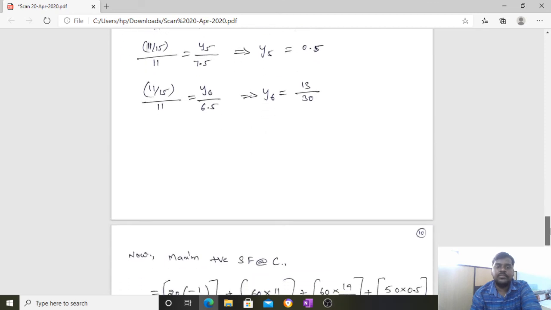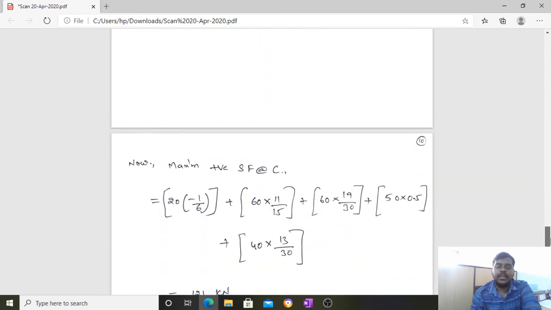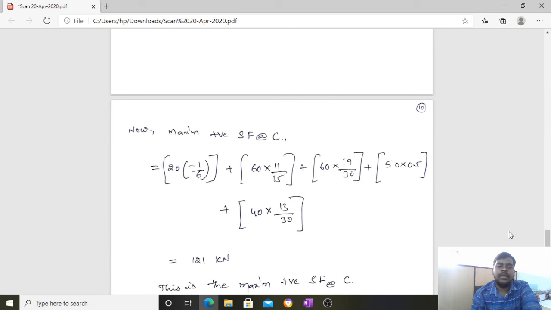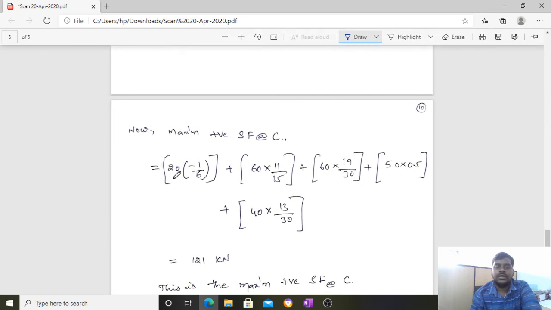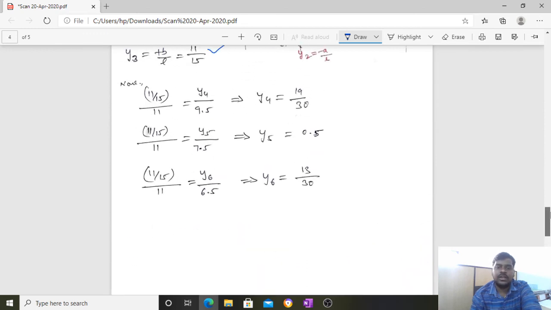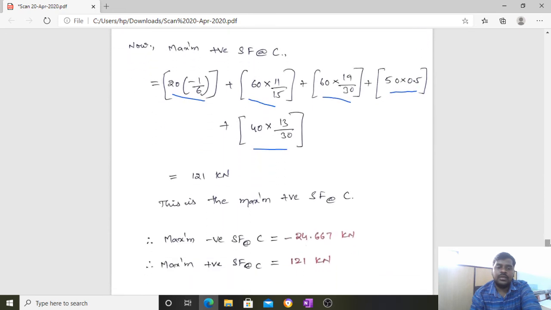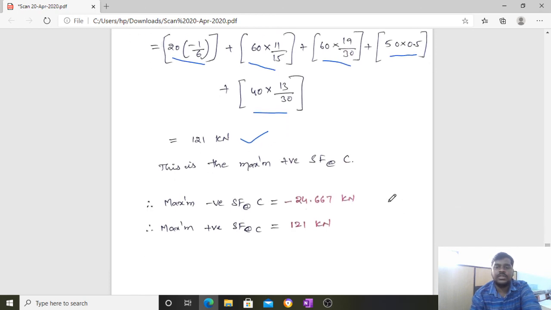And y6. After that we have to find the positive shear force at C by multiplying the ordinates with the loads, that is 20 into 1 by 6, corresponding 60 into 11 by 15, 60 into 19 by 30, 50 into 0.5 and 40 into 13 by 30. So these are the corresponding loads and corresponding ordinates for that. That is, we get 121 kilonewton. So this is the maximum positive shear force at C.